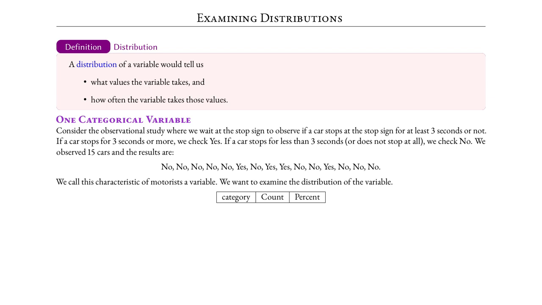For this categorical variable, the two groups are yes or no. We see that for no, 1, 2, 3, 4, 5, 6, 7, 8, 9, 10, 11. There are 11 counts for no. And 1, 2, 3, 4 for yes. The total count should be 15 because we observed 15 drivers, 15 cars.